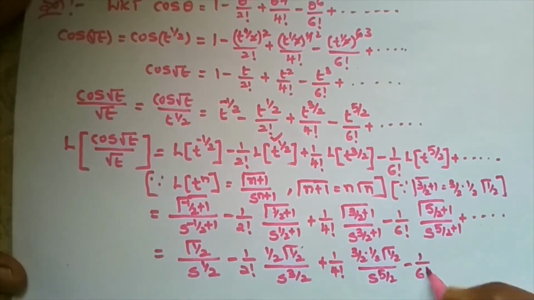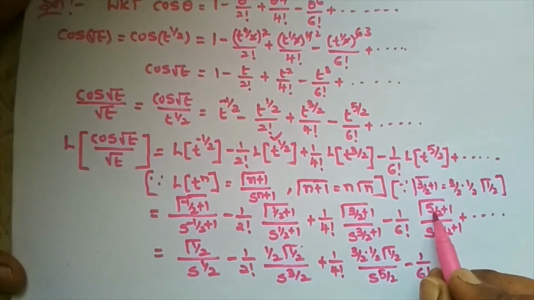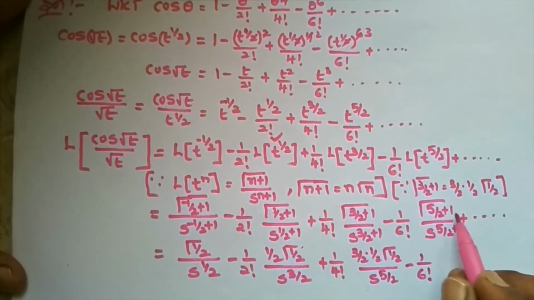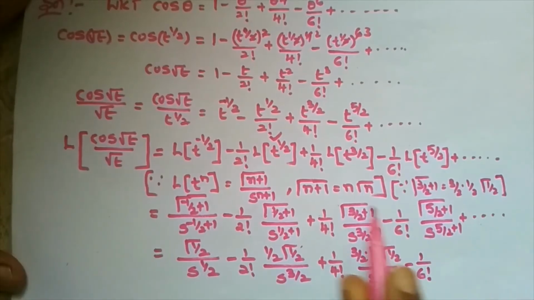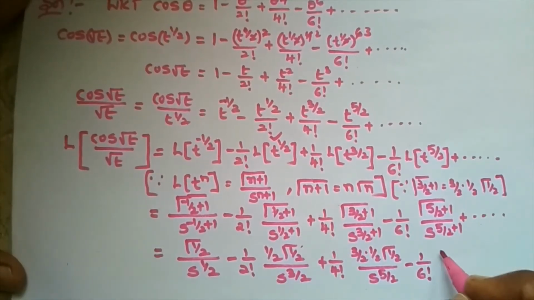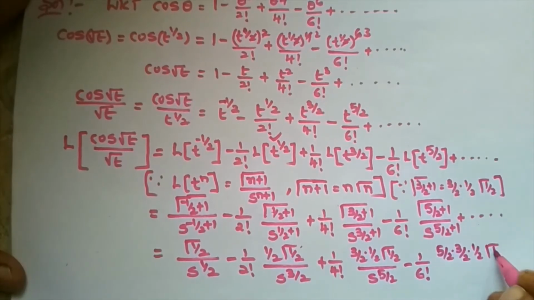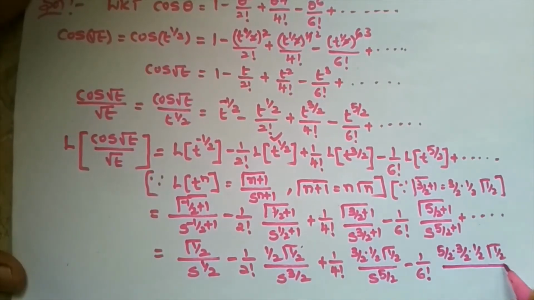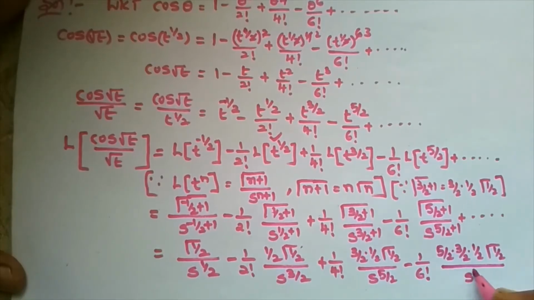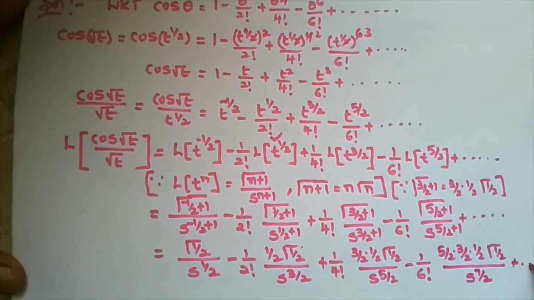minus 1 by 6 factorial as it is, which can be written as 5 by 2 into 3 by 2 into 1 by 2 into gamma of 1 by 2. You can apply this formula. 5 by 2 into 3 by 2 into 1 by 2 into gamma of 1 by 2 by s power 7 by 2 plus and so on.